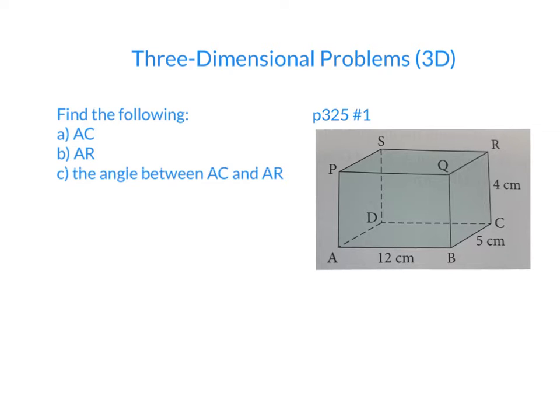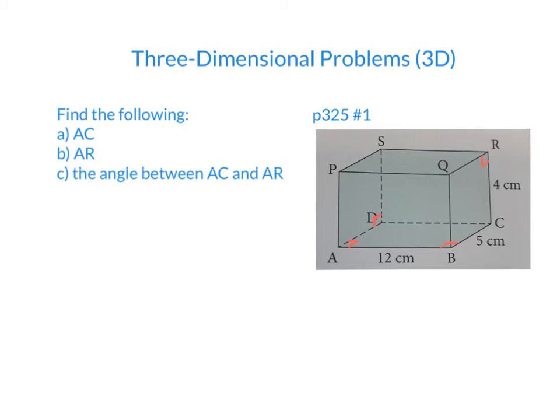Part A asks me to find the length of AC, which would be the diagonal across the bottom of this box. Now, if you're using a 2D brain, then it doesn't look like this is a 90-degree angle here, angle DAB, but we know, because this is a box, that in fact all of these angles that we see are 90 degrees. So while this looks like an acute angle, it is in fact a right angle. It's the bottom corner of a box. Angle ADS is also a right angle, and so on and so forth.